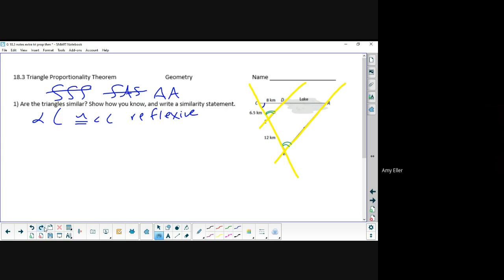Jaden guessed alternate interior. That's kind of the right idea, but they are not both on the interior. Very good, corresponding. They're both in the top position. They're both in the same seat. So let's name them 1 and 2. Corresponding. I'm going to write down AA similarity.